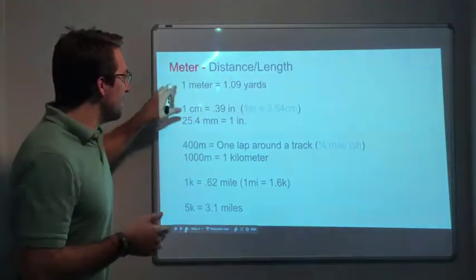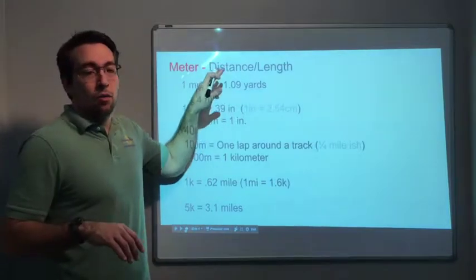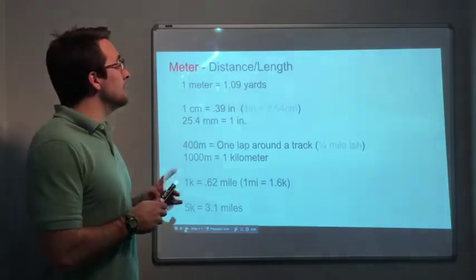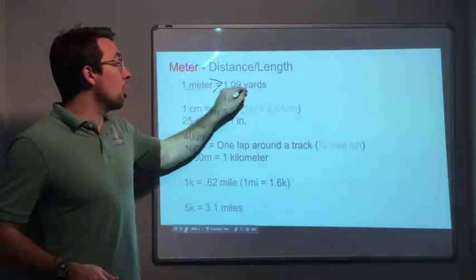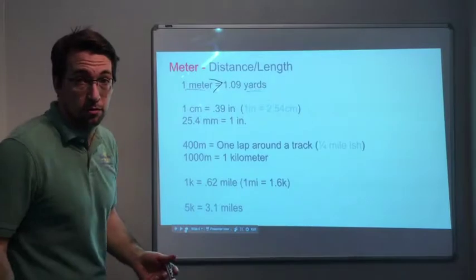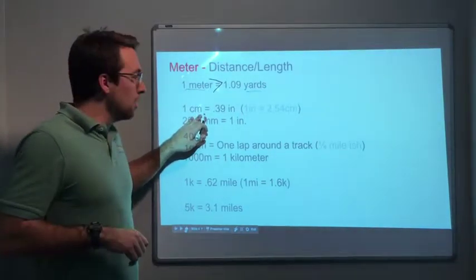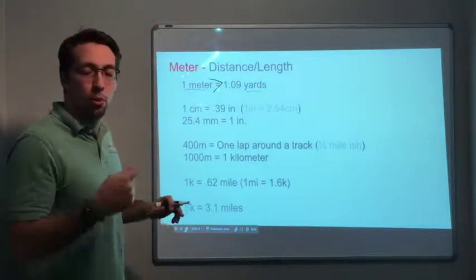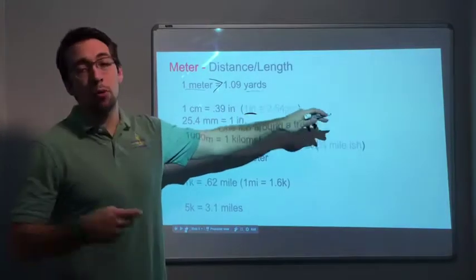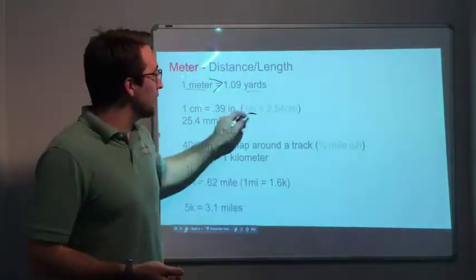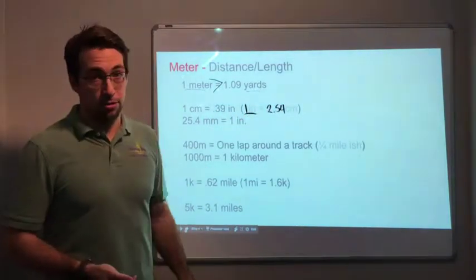All right, so looking at meters, the distance and length. 1 meter is roughly 1.09 yards. So a meter is longer than a yard. If you're looking at 1 centimeter, it is roughly 0.39 inches. So 1 inch equals 2.54 centimeters. I think you should be able to see that. 1 inch is 2.54 centimeters.